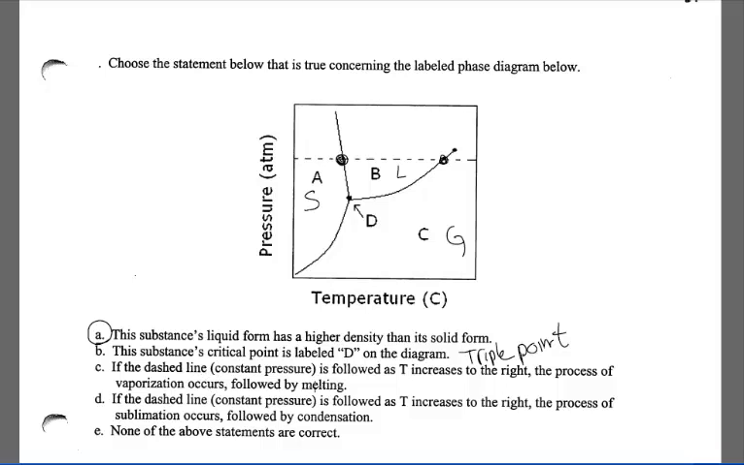No, that's backwards. D says, if you follow that line to the right, the process of sublimation occurs followed by condensation. Sublimation would be in this region, solid to gas. That's not where we are in the dashed line. So that is not it. And condensation would be going backwards from gas to liquid. And that is also not correct. So answer A is correct.